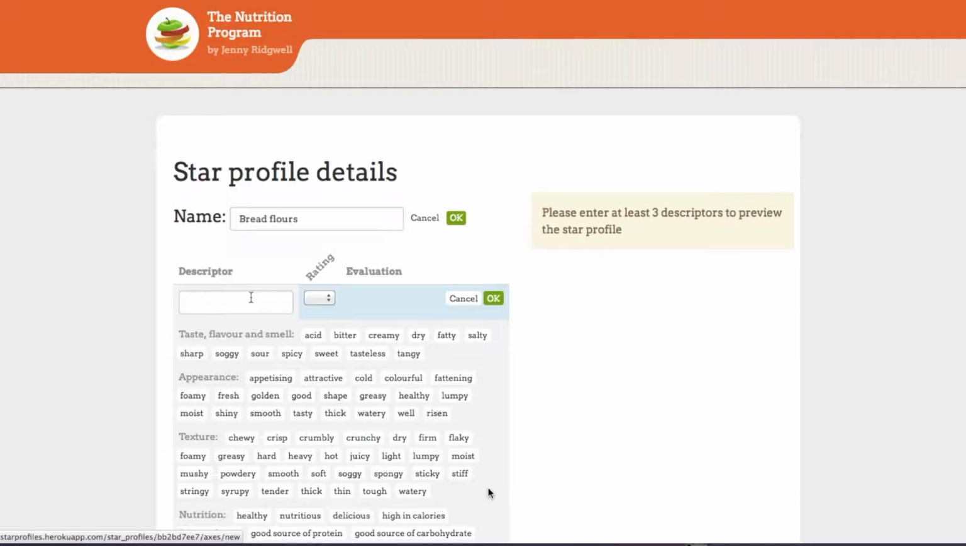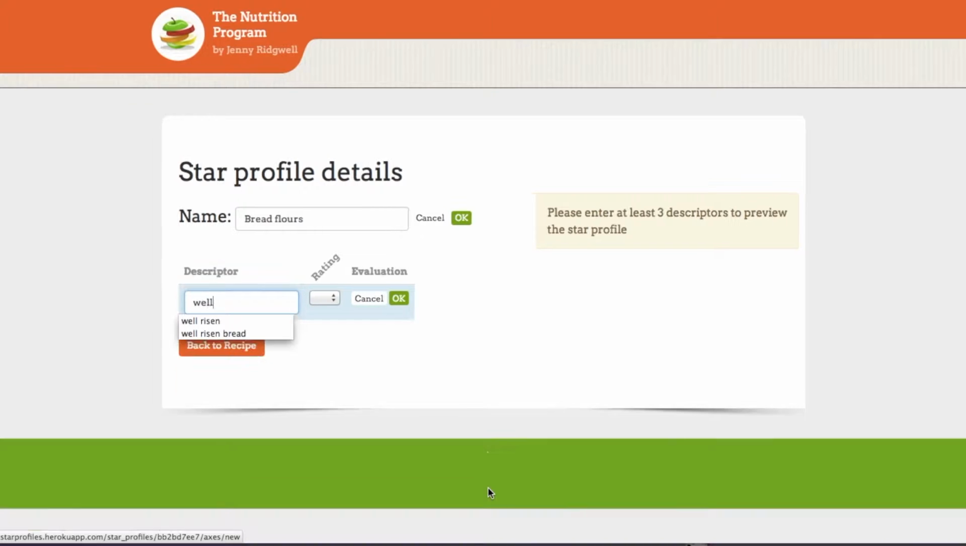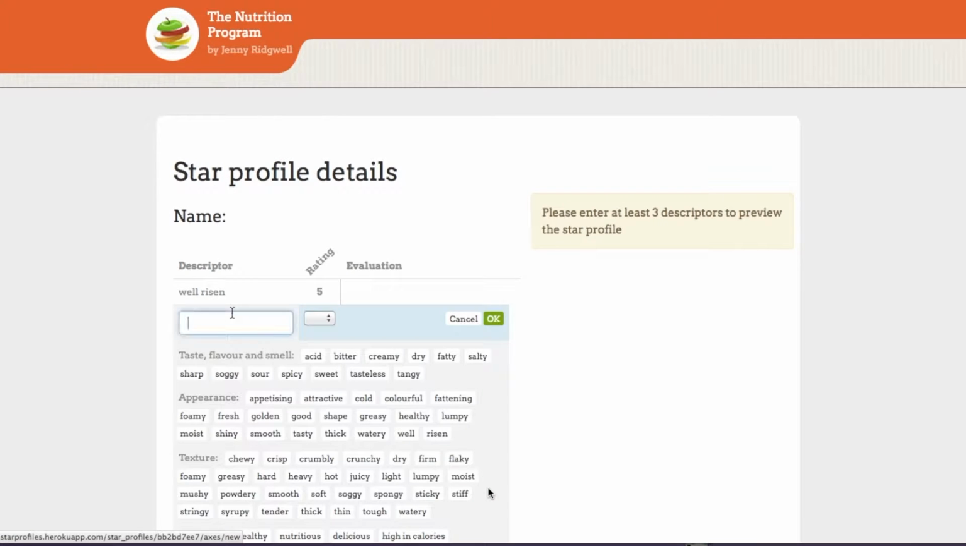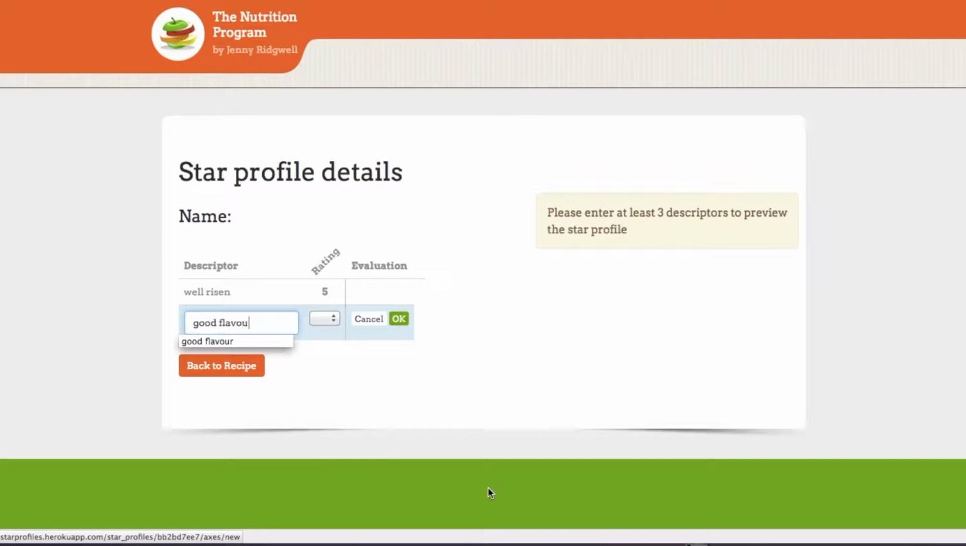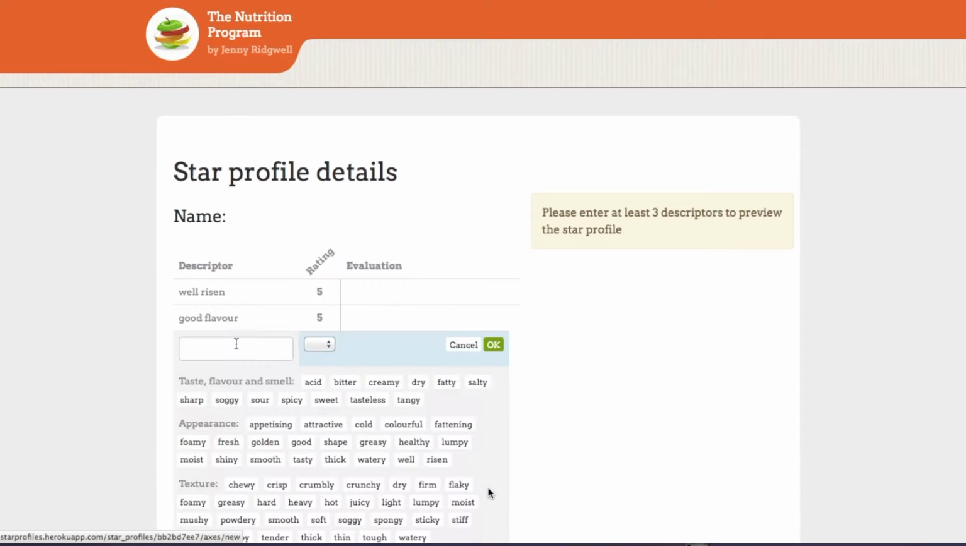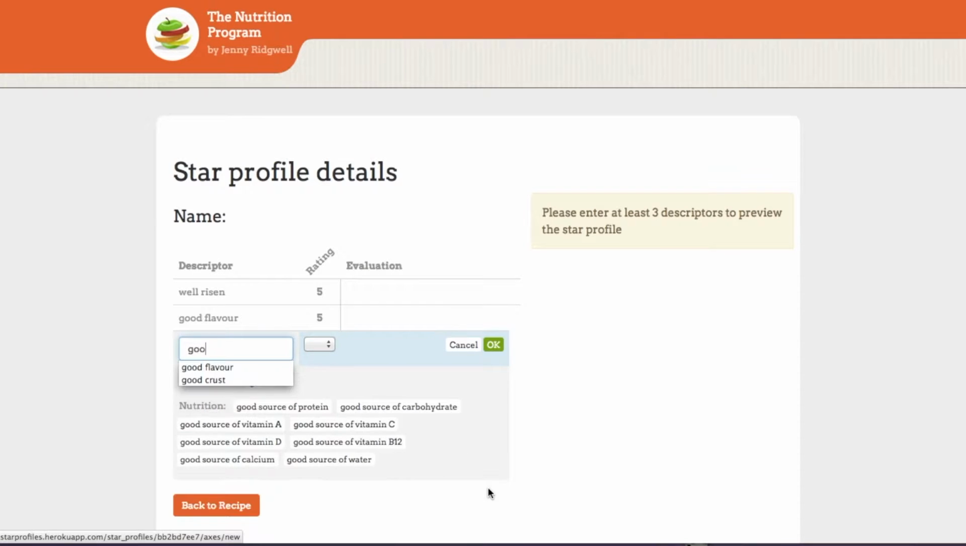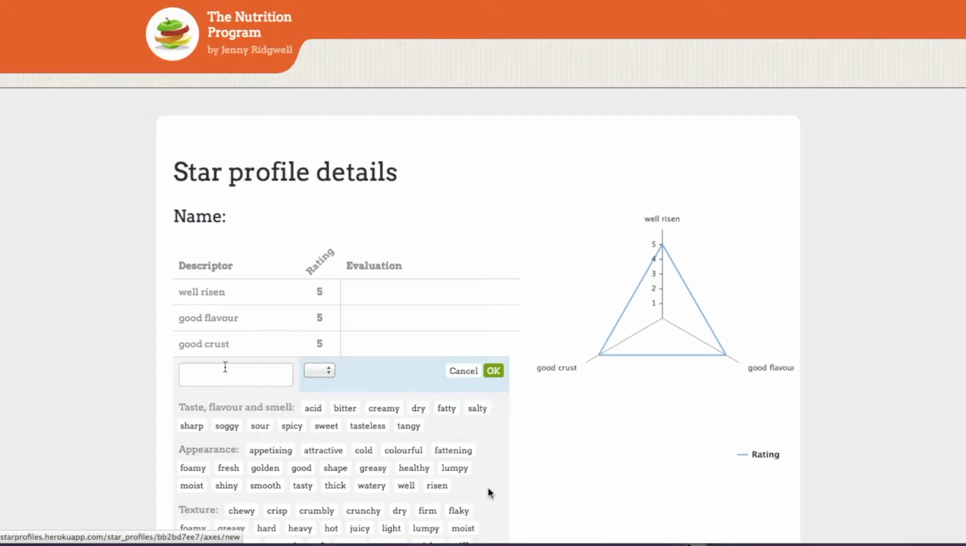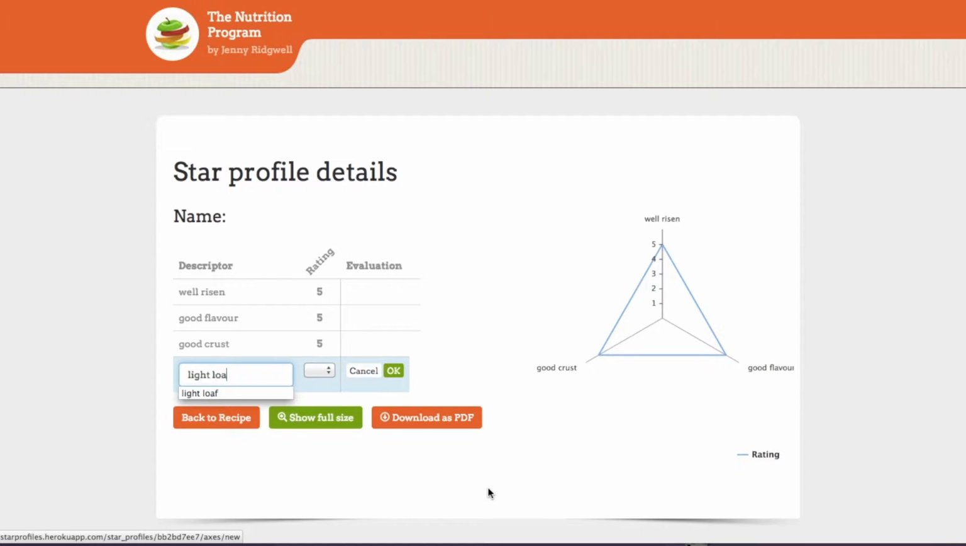So I'm going to add a descriptor which I hope to get from the breads. So well risen is 1. How well risen do I want it? 5. Add another one. I want good flavour. And for that I want 5 too. I'm going to want a good crust. And for that I want 5. I'm going to want a light loaf. I'll give that 4 out of 5.